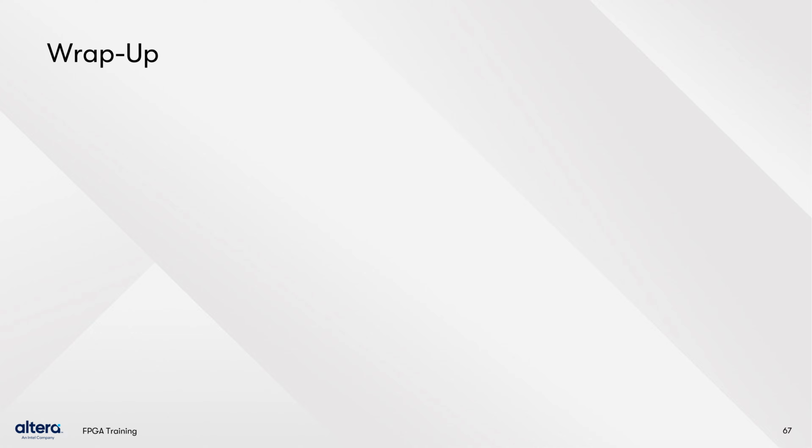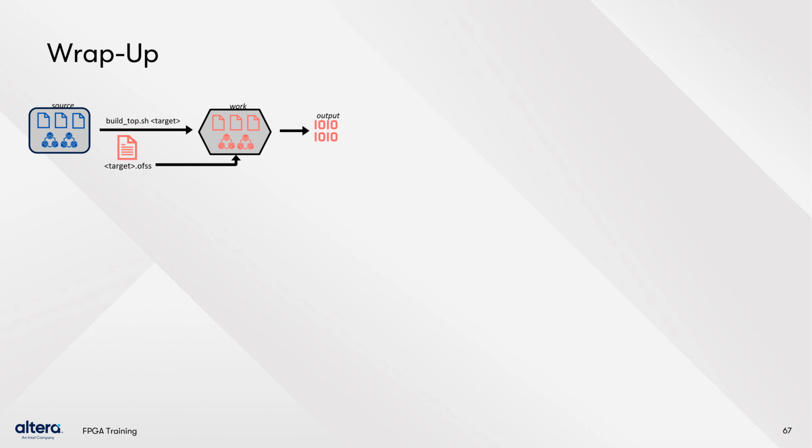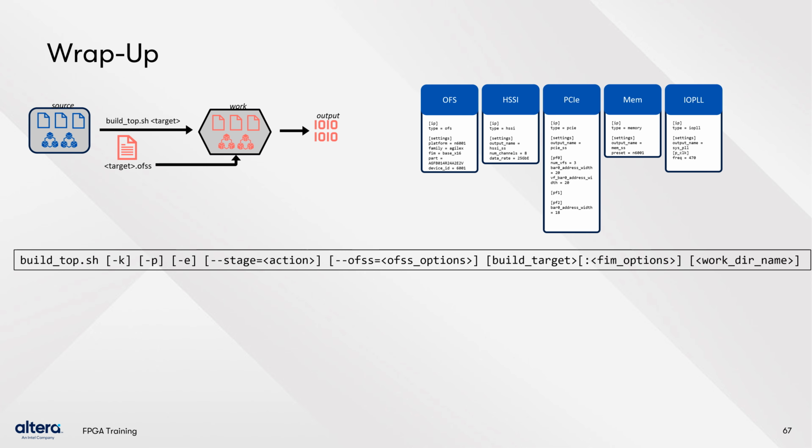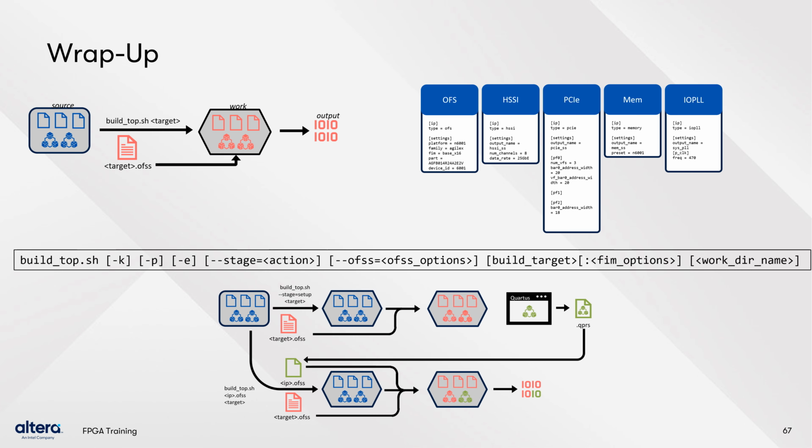To wrap things up, in this training we covered the OFSS theory of operation, including what OFS settings files are and what they do. Then we discussed settings file usage, including the different settings file types and how to construct them. Then we saw examples of how to run the build script using the settings files. And finally, we discussed how IP preset files can be used in conjunction with OFSS.